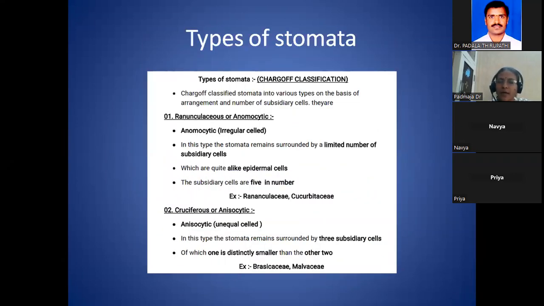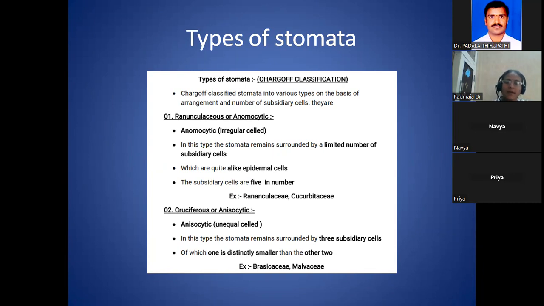And if you take the different types of stomata, Chargaff classified stomata into various types on the basis of the arrangement and the number of subsidiary cells. An important point to remember is that depending upon the guard cells surrounded by the subsidiary cells, their number and their size, there are different types of stomata. The primitive type is known as the ranunculaceous type of stomata, also called anomocytic stomata. In this type, the stomata remain surrounded by a limited number of subsidiary cells, about 5 in number, and the guard cells are surrounded by irregular cells.